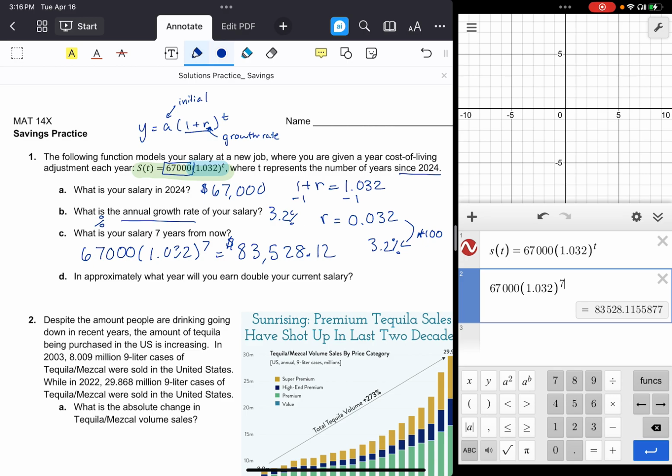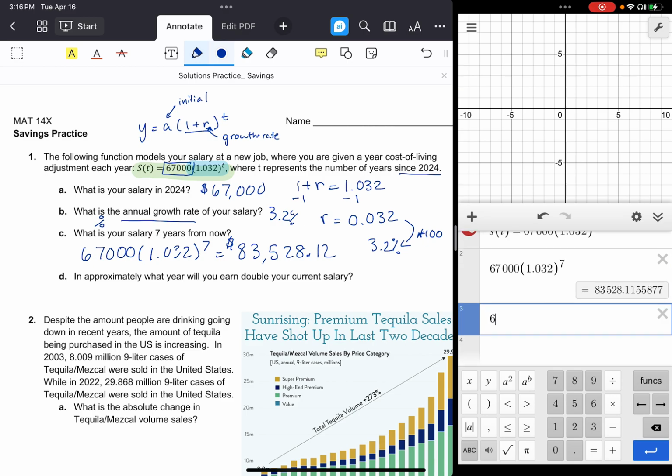Now, approximately what year would you earn double your current salary? There's a few options to do this. One, I need to know what double my salary is. I like to think that way, so times 2. So it's looking for when you make $134,000. Now, one option is to guess and check.